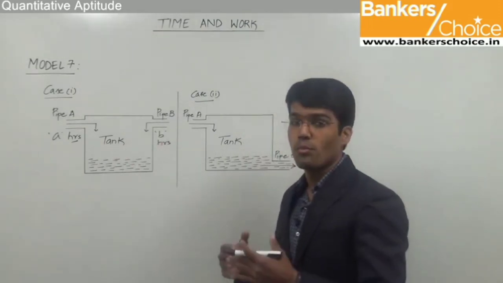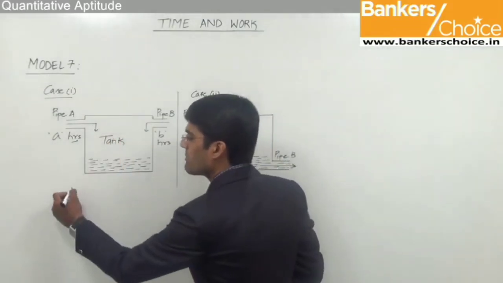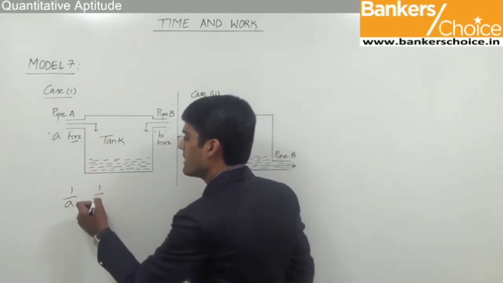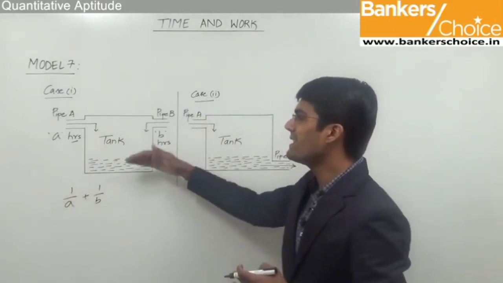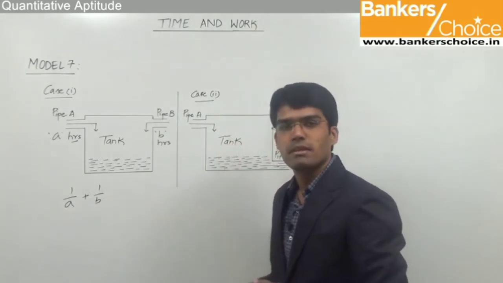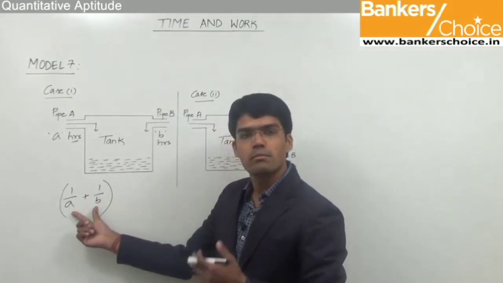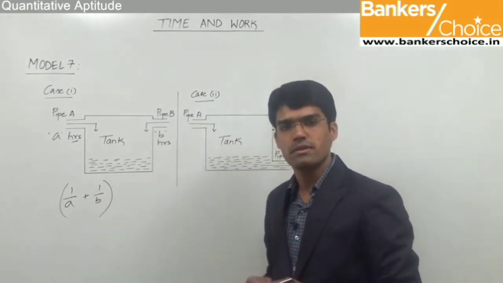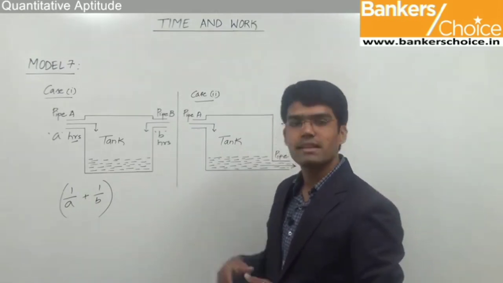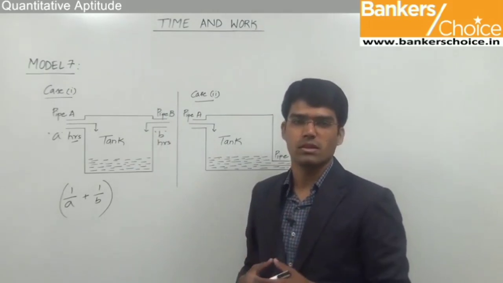So here again we have two pipes which are working together and their work is to fill the tank. So we can say that the work done by pipe A in 1 hour will be 1 by A, and the work done by pipe B in 1 hour will be 1 by B. Since both the pipes are working together and they are filling the tank, we can say that in each hour the total work done will be 1 by A plus 1 by B. So this is nothing but the total work done by both the pipes in 1 hour. Once we get the total work done by both the pipes together in 1 hour, we can take the inverse of this to get the total number of hours required to fill this tank. So this is nothing but time and work in a different way. Here we have pipes working together instead of persons working together.